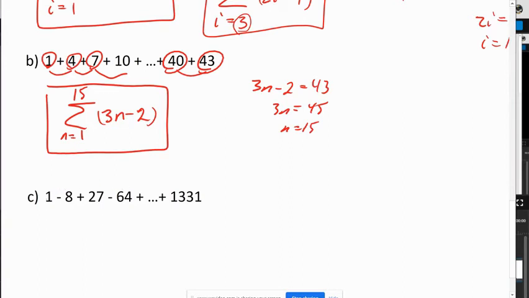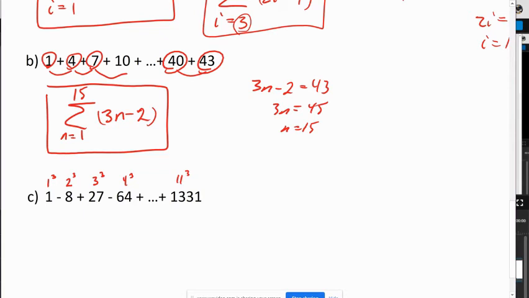And then to produce these numbers, you want to look at the numbers 1, 8, 27, 64. What kind of numbers are those? What we want to recognize is this is 1 cubed, this is 2 cubed, 3 cubed, 4 cubed, and then 1331, the cube root of 1331 is 11. This is 11 cubed.